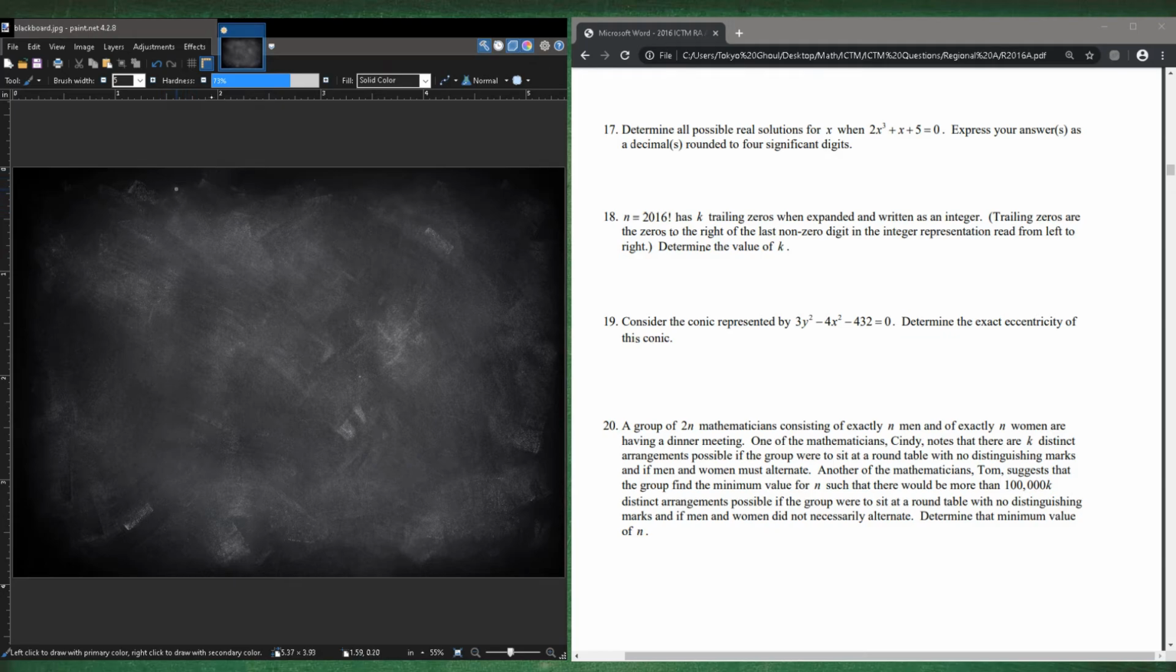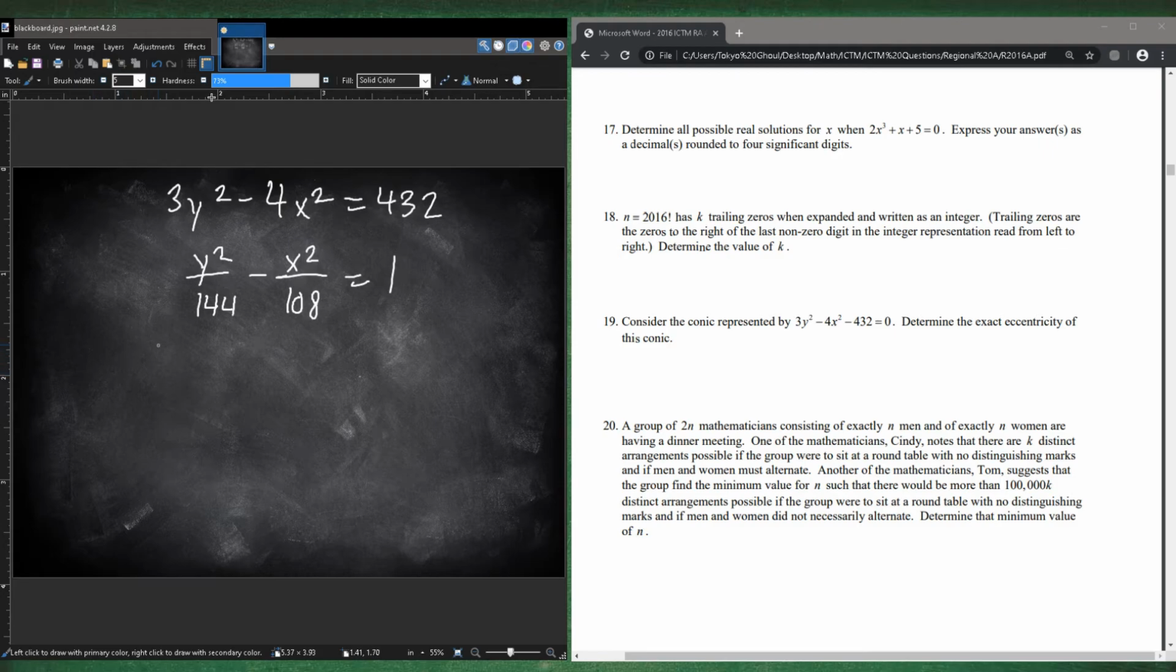So to put this in the exact form, you just have to put 3y squared minus 4x squared is equal to 432, and then you divide both sides by 432. So 3 divided by 432 is 144, y squared, and then minus x squared, and 4 divided by 432 is 108, equals 1. So this is the exact form. You have a y squared term and an x squared term, and this has to say 1.